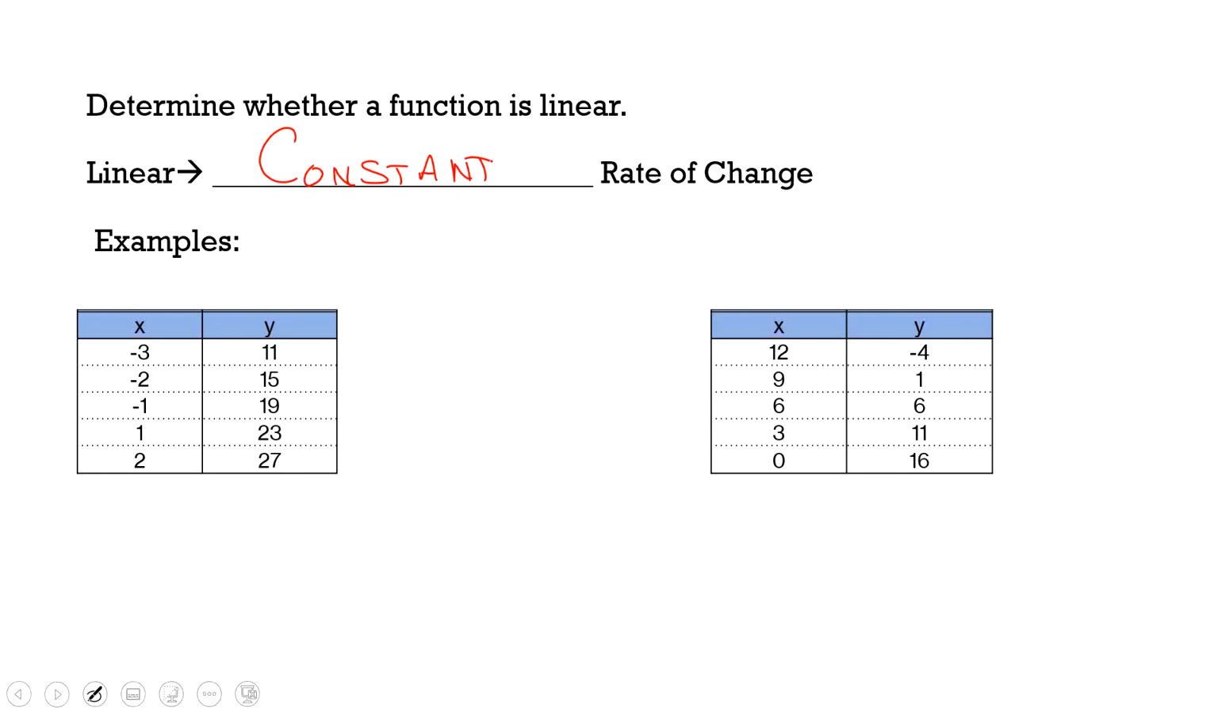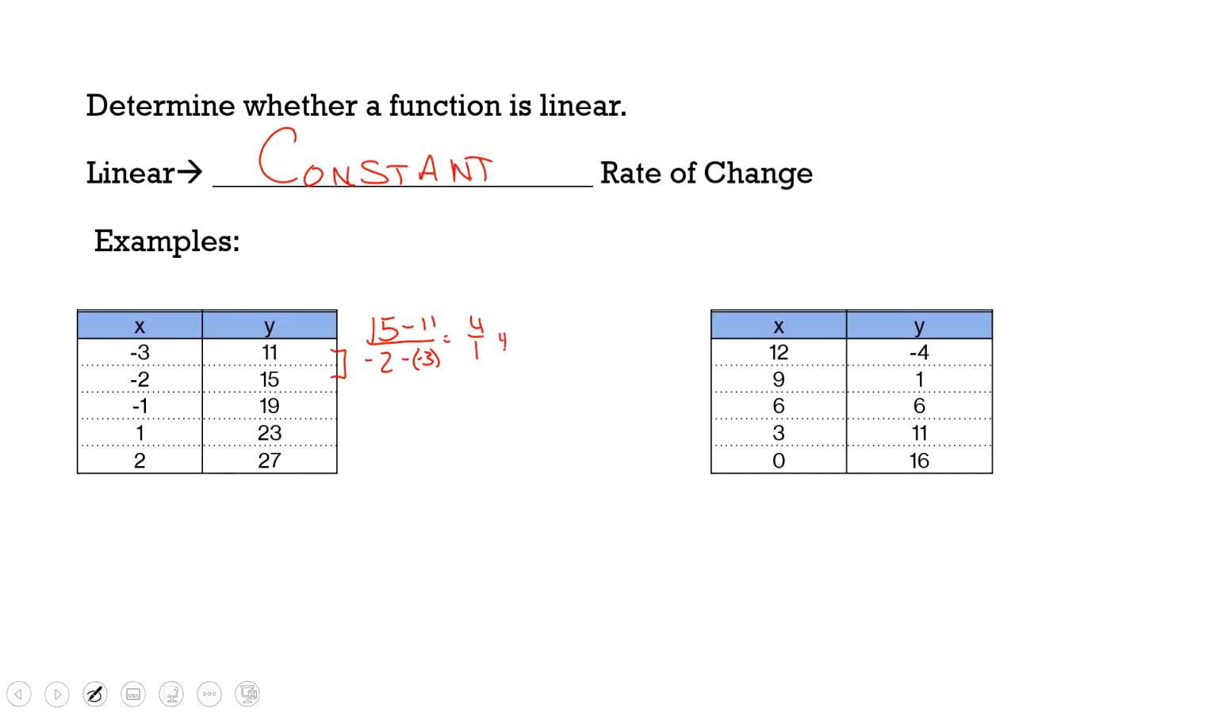What you have to do to find out if it's a constant rate of change is figure out the rate of change between each group of numbers in the table. What I try to do is look at, say, the first 2 here. So again, it's going to be 15 minus 11 over -2 minus -3. It gives me 4 over 1. So that's telling me it's changing 4.